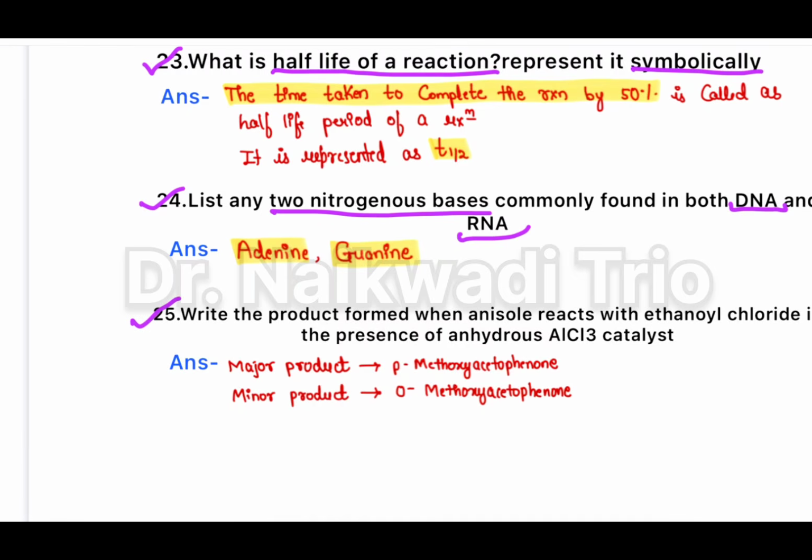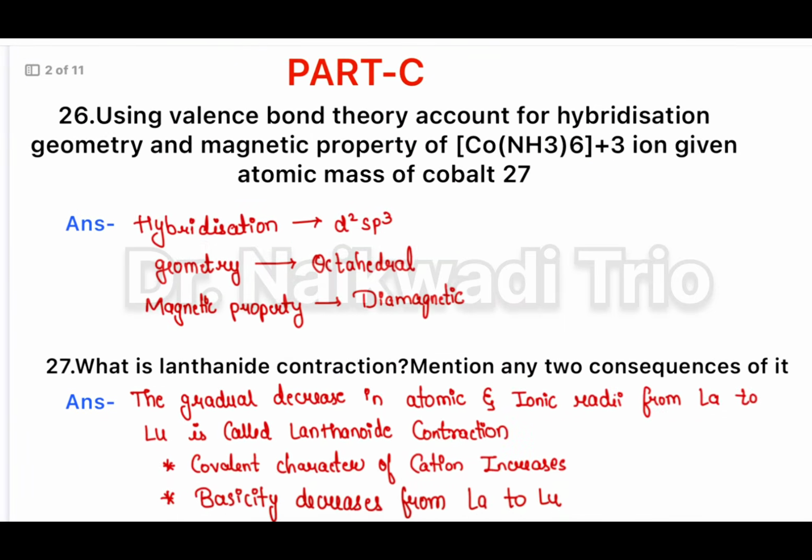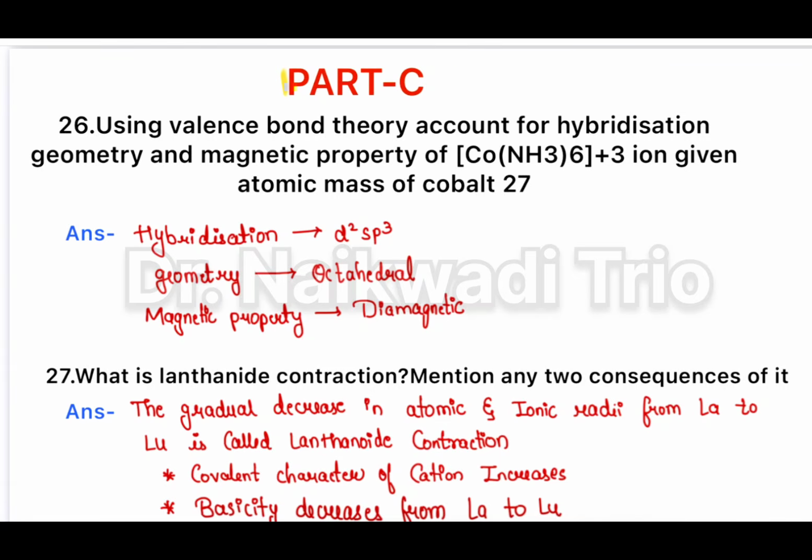The 25th question is, write the product formed when anisole reacts with ethanoyl chloride in the presence of anhydrous aluminum chloride catalyst. This is also the same question which we have discussed. We discussed it with methanol, and here the question is with ethanol. Only the ethanol and methanol have changed. The major product is para-methoxyacetophenone and the minor product is ortho-methoxyacetophenone.